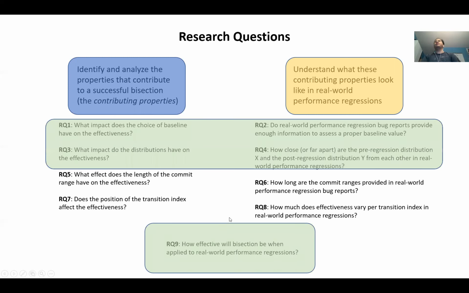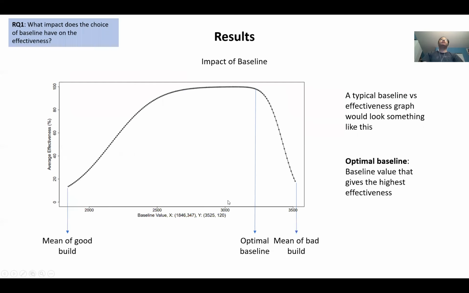But for the purposes of this presentation, because we don't have a lot of time, I'm only going to be going over these 5 research questions here. Okay, and you can read the rest of the results in the paper as usual. Okay, so let's start with RQ1. So what impact does the choice of baseline have on the effectiveness?